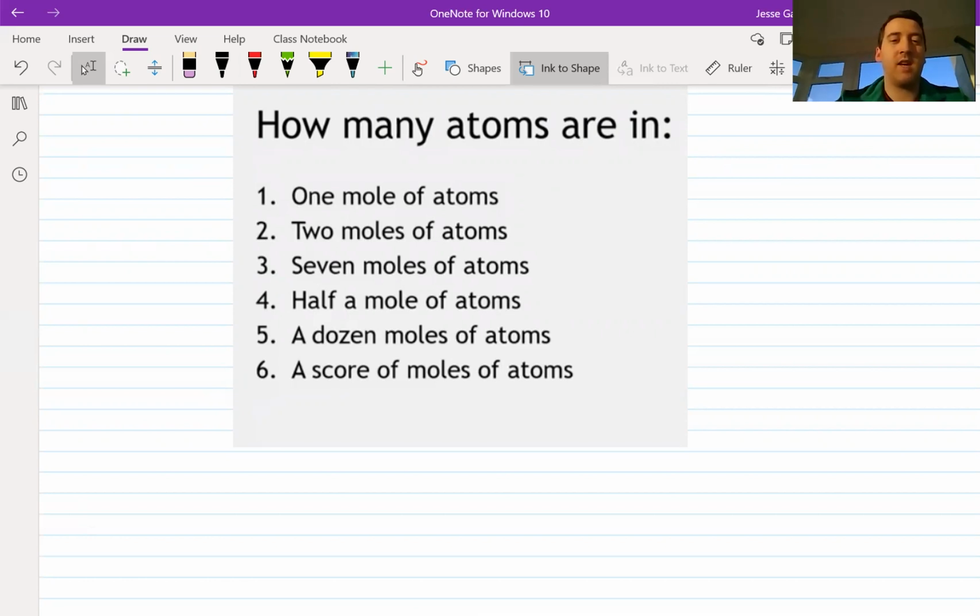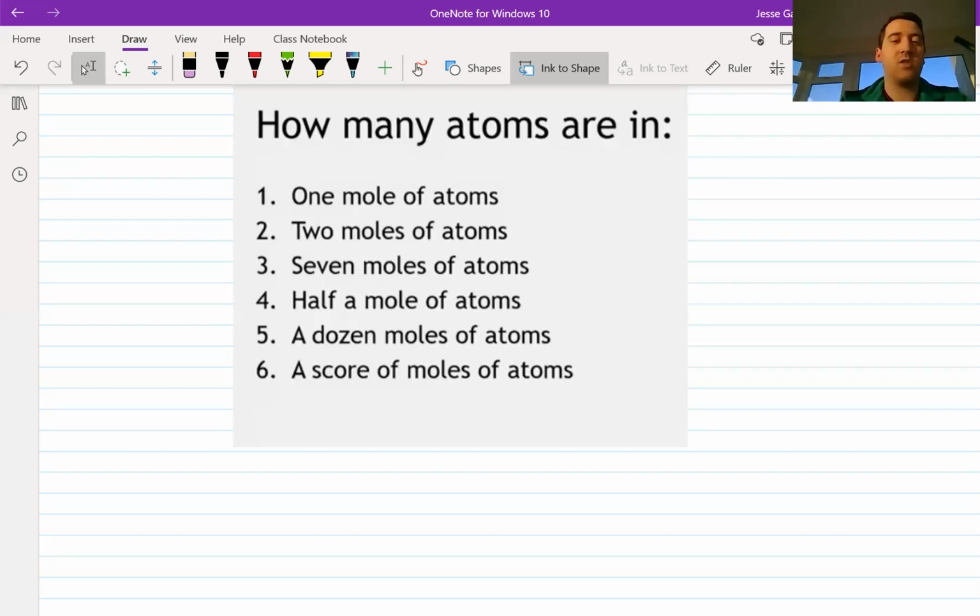Okay, so you take the mole number, 6.02 by 10 to the 23, and you multiply it by 1. Then in the second one, you multiply it by 2, and then the third one, you multiply it by 7. Those are pretty easy. I'm going to show you the answers in a second. In the next one, you take your mole number, 6.02 by 10 to the 23, and you multiply by either half or 0.5. Both of those will do the same thing for you. So that will give you an answer.